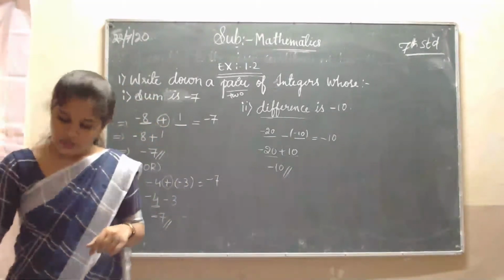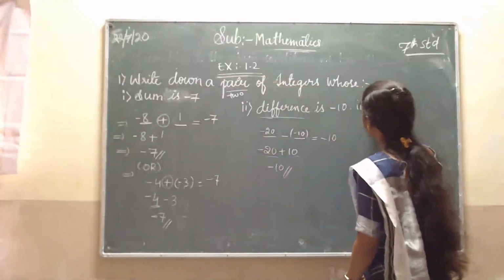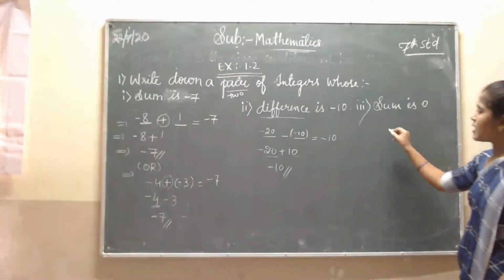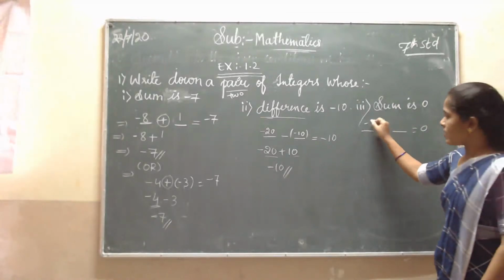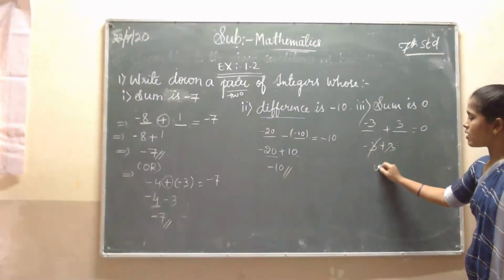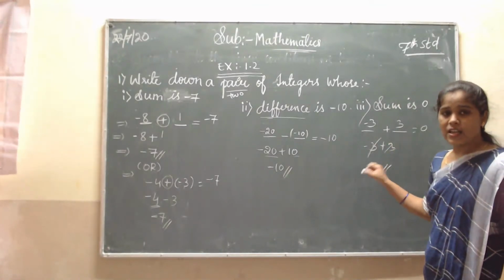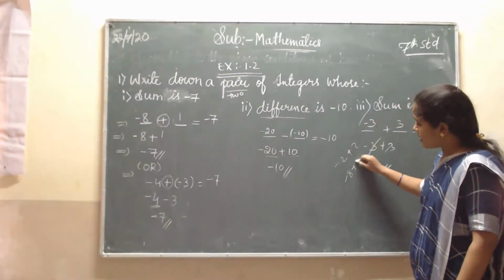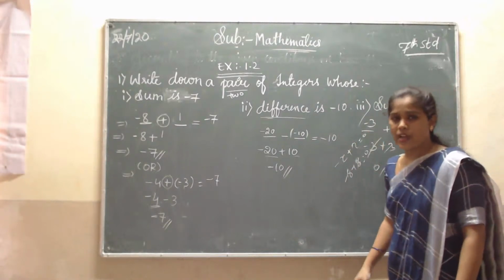Next, the third one: sum is 0. This is easy. See here, sum means add. Take two numbers such that you get 0. Take one negative number and one positive number. Minus 3 plus 3 gets cancelled, you will get 0. Take minus 2 plus 2, minus 8 plus 8. This is also 0. Understood?